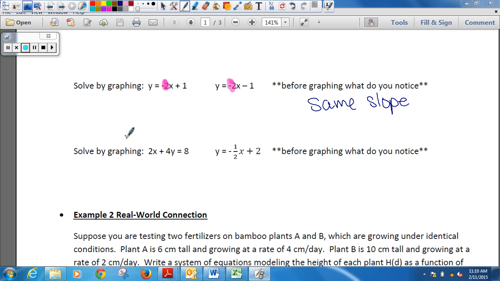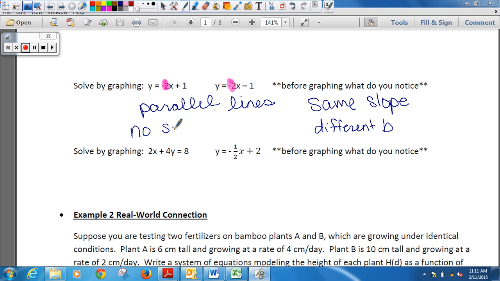The reason it gives me an error, if you remember, is I noticed I had the same slope and different y-intercept. We should know from last chapter that if we have the same slope and different y-intercepts, these are parallel lines. If they're parallel lines, they never cross. They don't cross, so we don't have a point of intersection, which means there's going to be no solution. So my answer here is no solution. There's not a single point where those lines cross, so there's not an x and a y that you can sub into both of them and have it work for both.